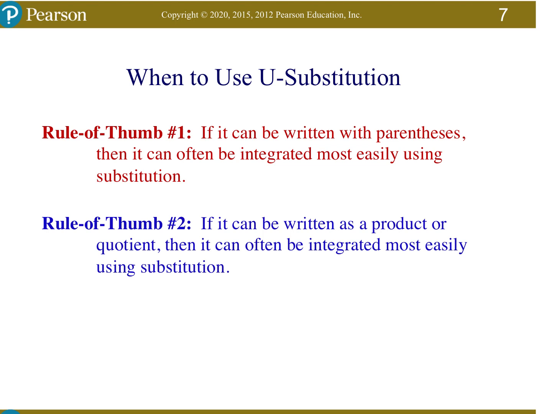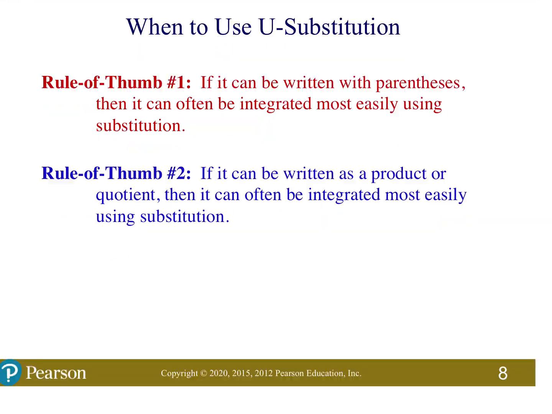Rule number 2: if you don't see parentheses, but you do see multiplication, lots of times u substitution works great for that too. If you see something times something else, maybe there aren't parentheses in it, but you see two things multiplied, then the u is one or the other of them. And I'll teach you how to choose which one is best. Now you can always just do trial and error. If one doesn't work, you try the other one. But I'll show you how to pick which one's better than the other.